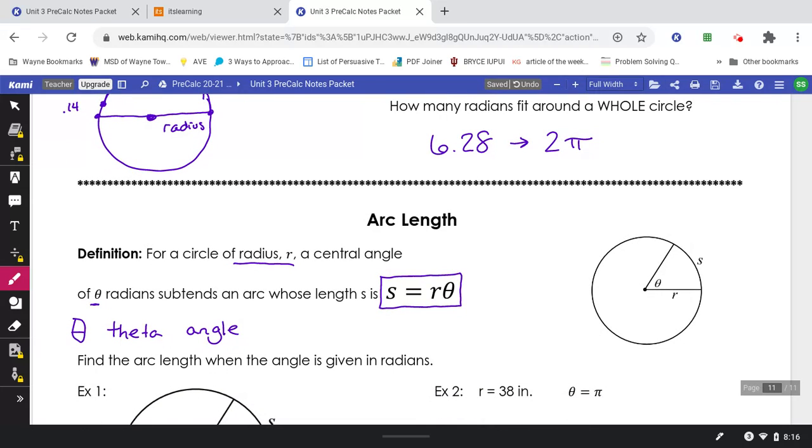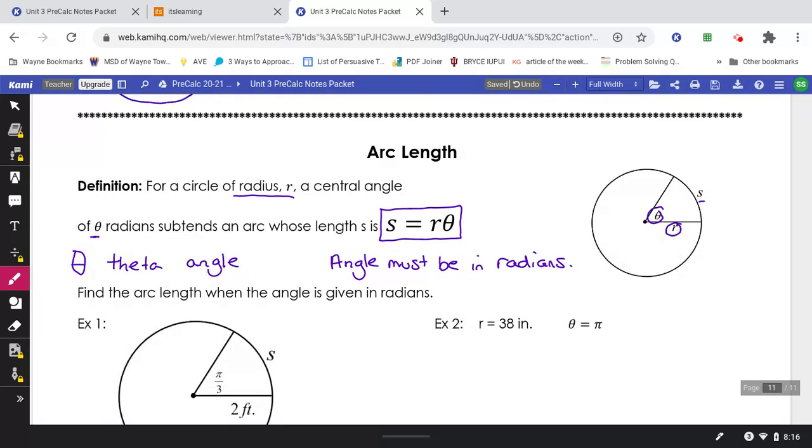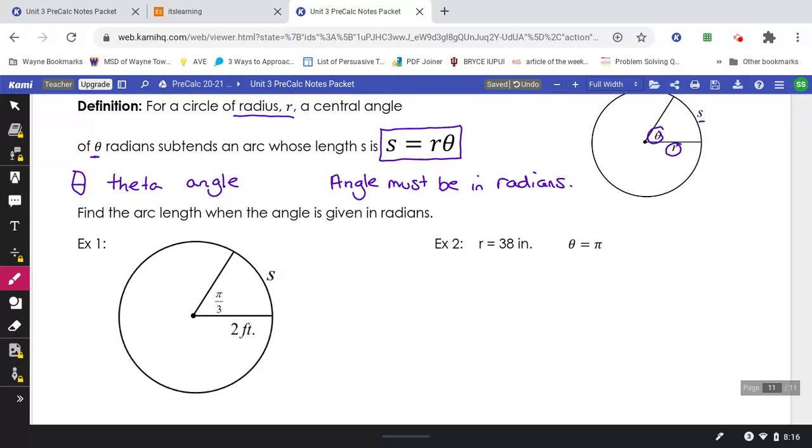Got a little picture here. You would multiply the radius times the angle to get the answer for your arc length. The only thing about this is the angle has to be in radians. So if it's given to us in degrees, we'll just convert it over. Let's try the first problem.